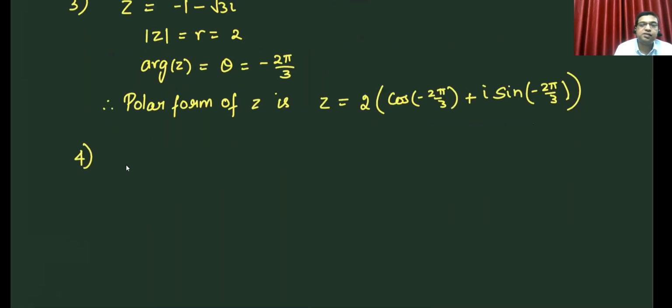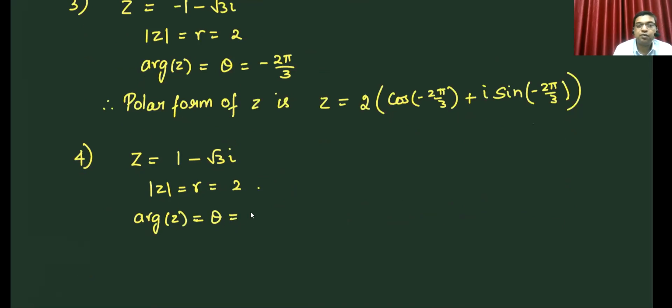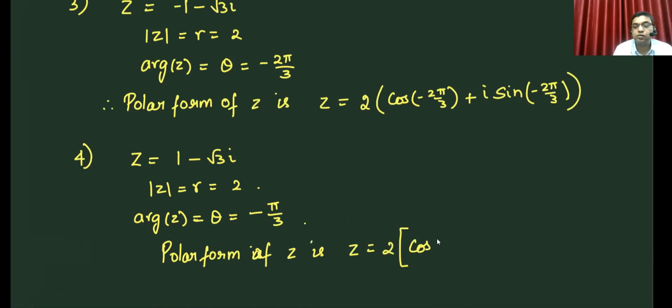All right. Next. Now z is 1 minus root 3i. Mod z is 2. Argument of z, what was it? Minus pi by 3. So polar form or modulus amplitude form is 2 times cos minus pi by 3 plus i sine minus pi by 3.